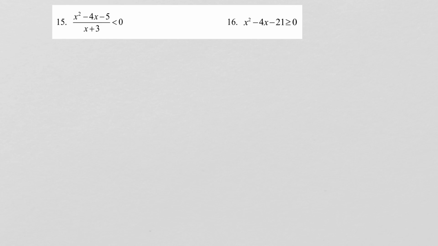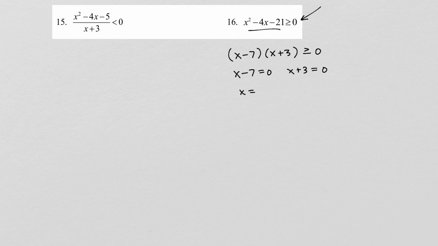All right, for the next problem, it's pretty much the same thing, except it's actually a little bit easier because we just have a quadratic here. Again, make sure you have 0 on the other side. First step is to factor. So we have x minus 7 times x plus 3 is greater than or equal to 0. Next, we're going to set those factors equal to 0 to find our important numbers here, which are going to be 7 and -3.